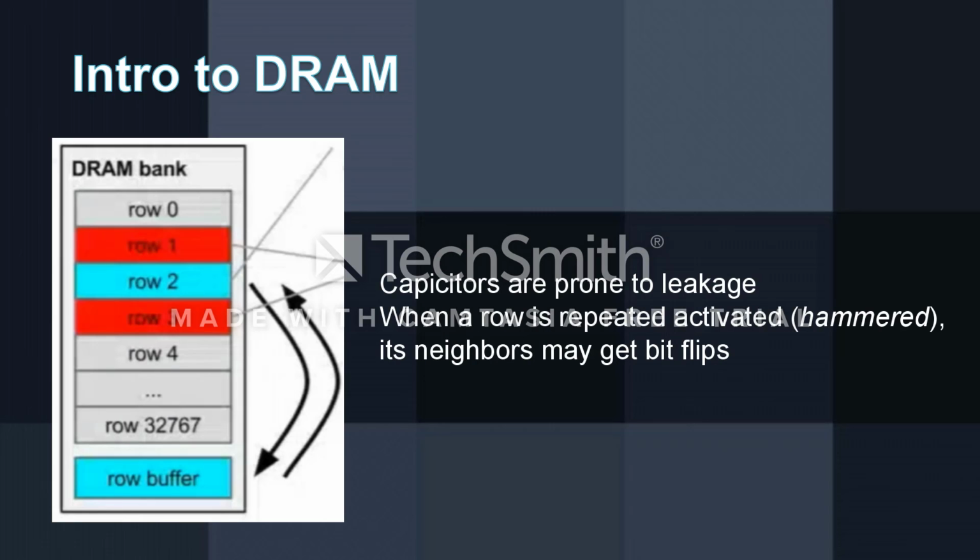Now here's the catch. Capacitors, as a piece of hardware, are not physically perfect, and they sometimes do leak, thus affecting other capacitors around them. So when a row is repeatedly activated, the current may cause its neighbors to suffer from bit flips. This repeated activation is also referred to as hammering, and this is where the term rowhammer comes from.